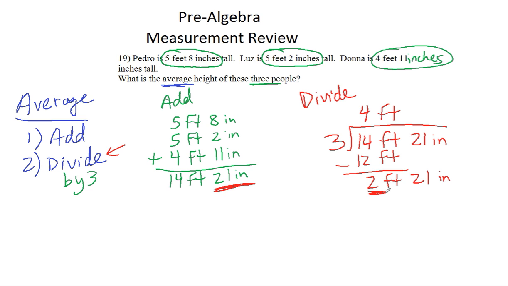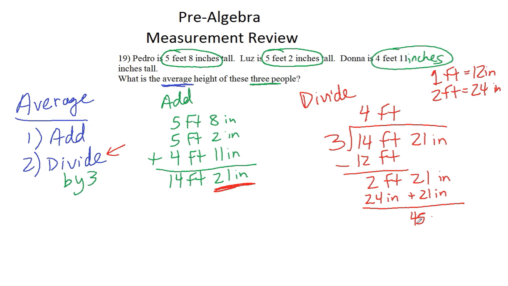Alright, so I want to break this down now. I want to have only inches. I don't want to have mixed units, feet and inches, at this point. So I might remember, okay, 1 foot equals 12 inches. I've got 2 feet though. Another foot would give you another 12 inches. That would put you up to 24 inches. So 2 feet and 21 inches would be the same thing as 24 inches and 21 inches. And remember, that's being added. 2 feet plus 21 inches, 24 inches plus 21 inches. So that gives me a total of 45 inches left over.